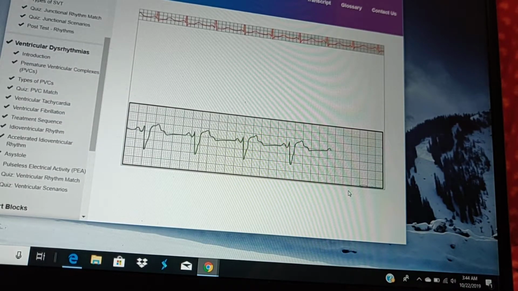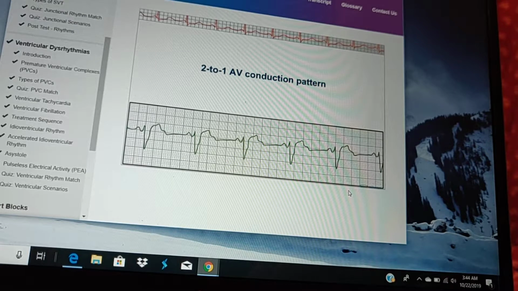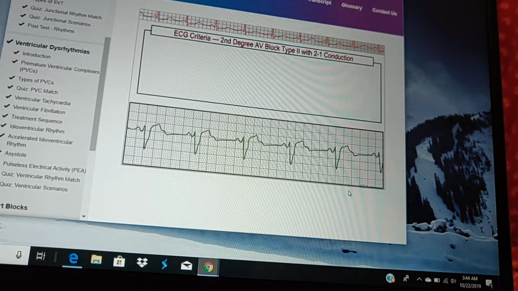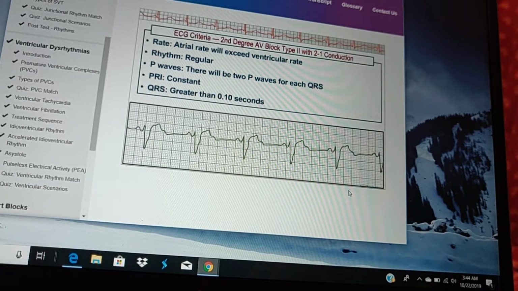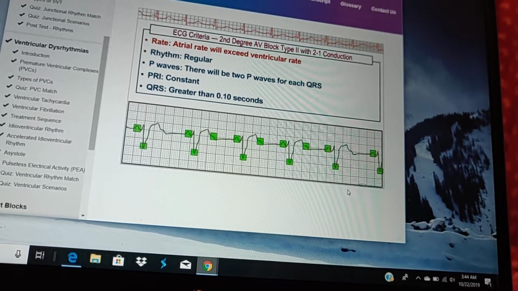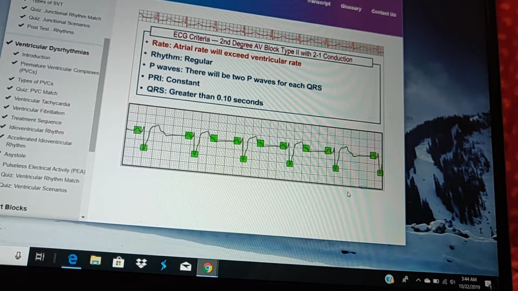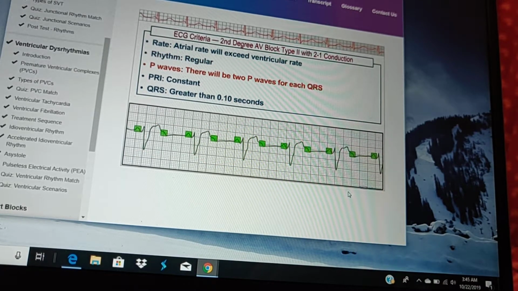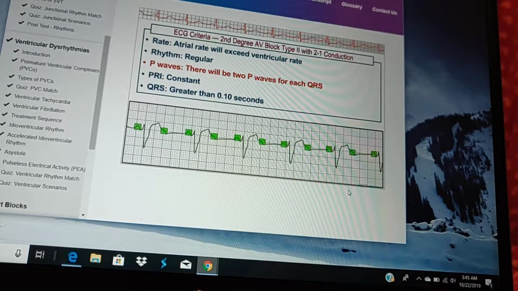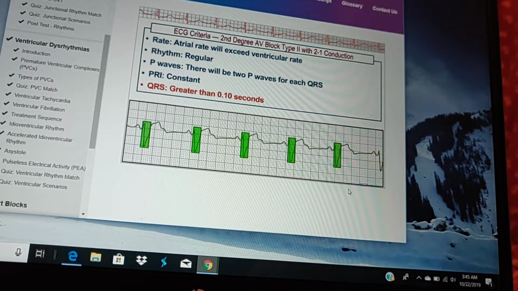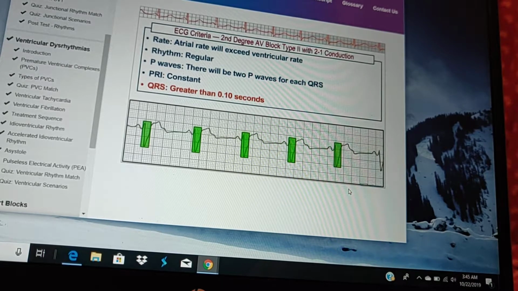Type 2 blocks may also present as a 2-to-1 AV conduction pattern, where 2 P waves occur for every QRS complex. The ECG criteria for a second-degree heart block type 2 with a 2-to-1 conduction pattern is as follows. Rate: atrial rate will exceed the ventricular rate. Rhythm: regular atrial and regular ventricular rhythm. P waves: there will be 2 P waves for each QRS complex. PRI: constant. QRS: greater than 0.10 seconds.